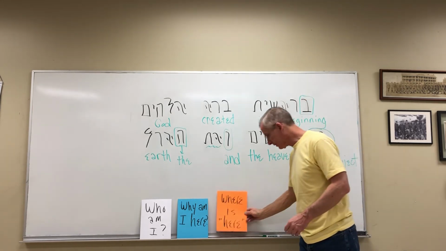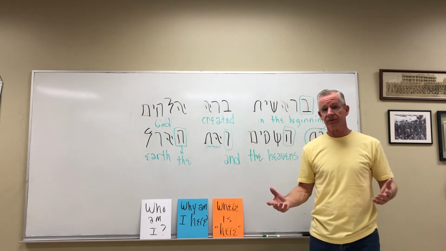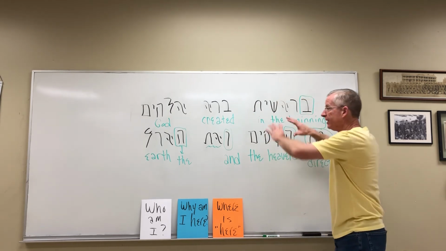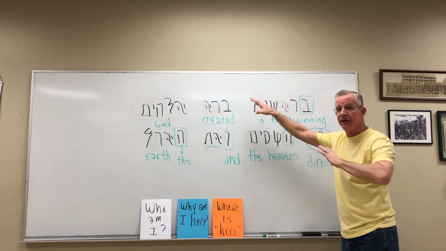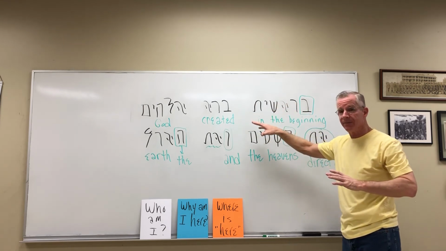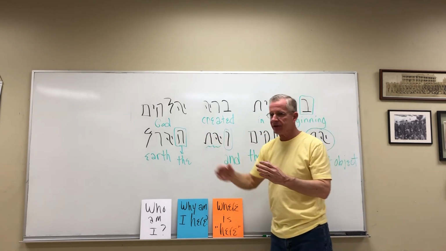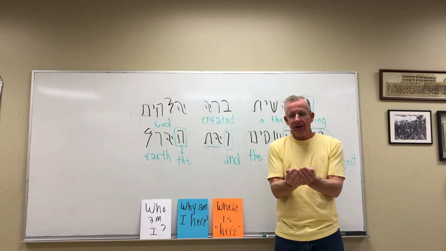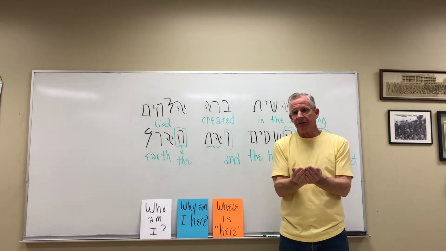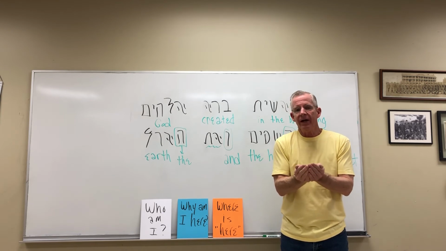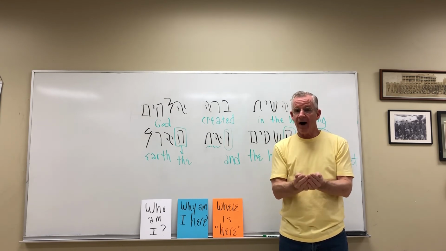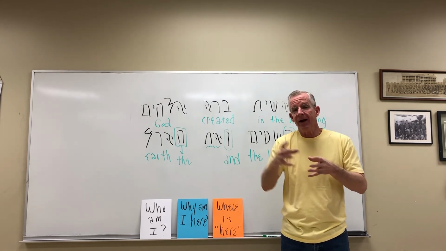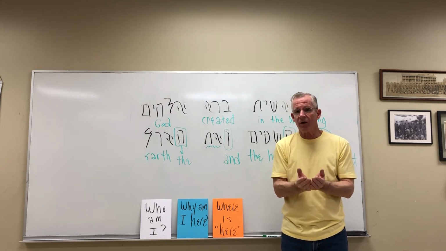The third question is, well, where is here? And what Genesis is saying here in these 7 words is when God created, he created a place, a unique place that we call the earth, that was uniquely designed so that we living here could thrive and flourish. That this earth is uniquely made by God to allow us to flourish.